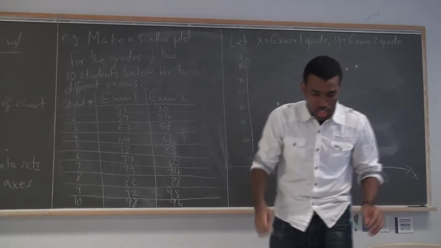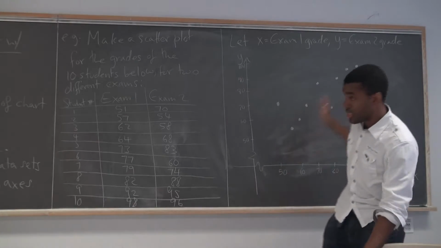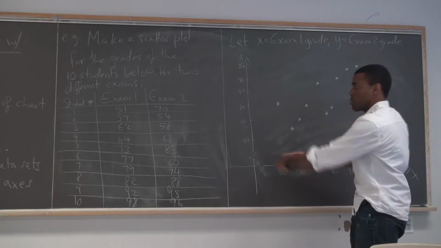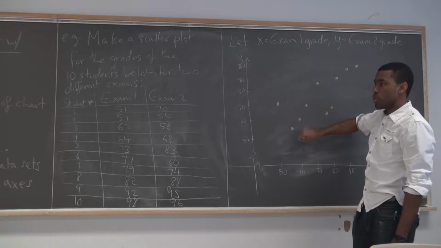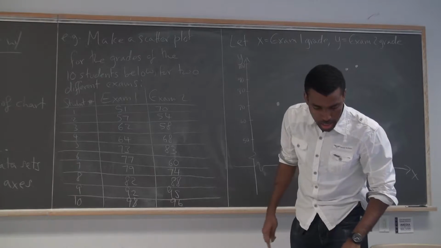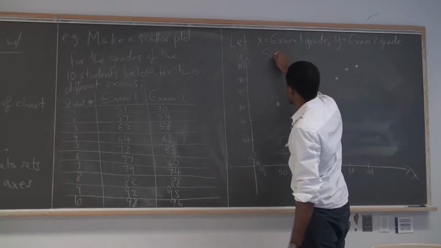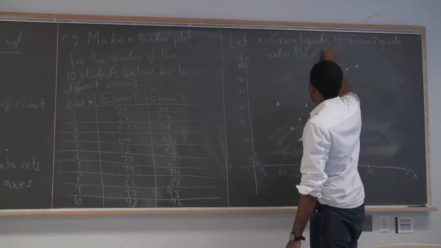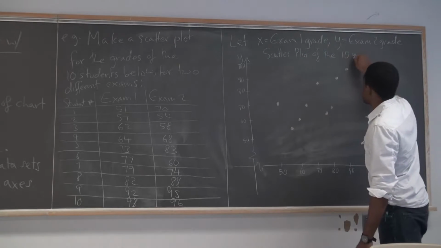And we're going to discuss what this means. But that's called a scatter plot. This is basically what it means. For each observation, we're taking two measurements and we plot it on an x-y axis. Each coordinate represents an observation with two measurements, and that's the scatter plot. So this is the scatter plot of the 10 grades.